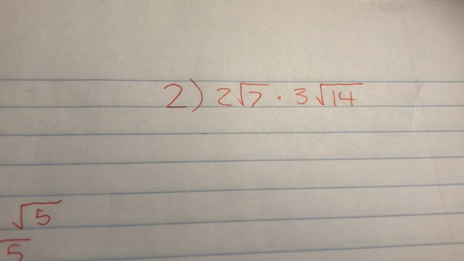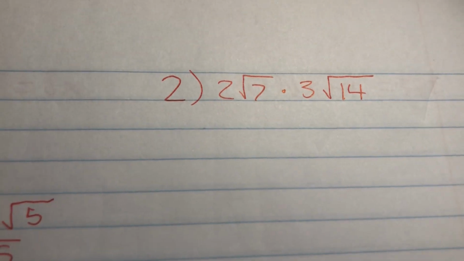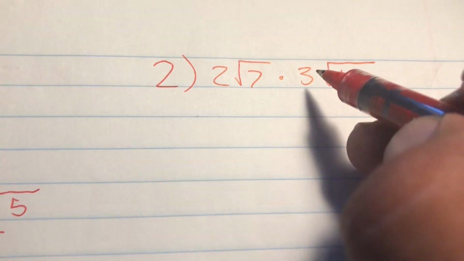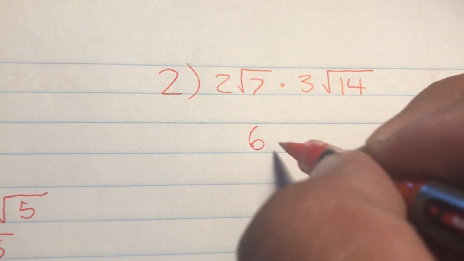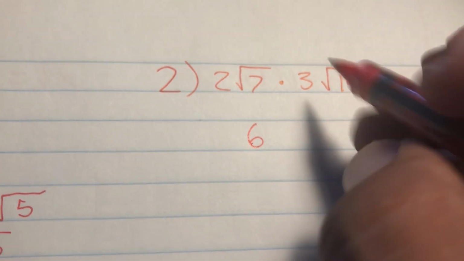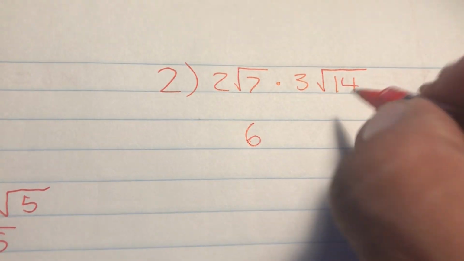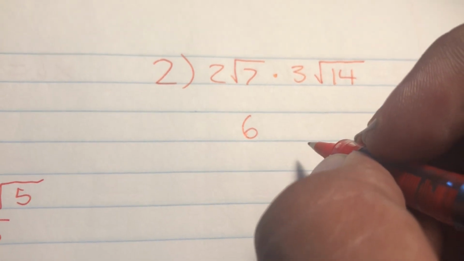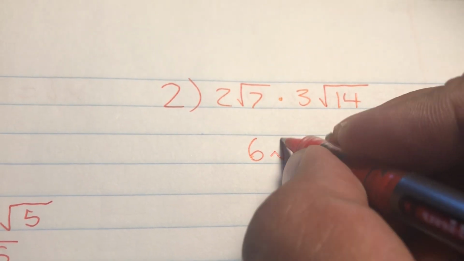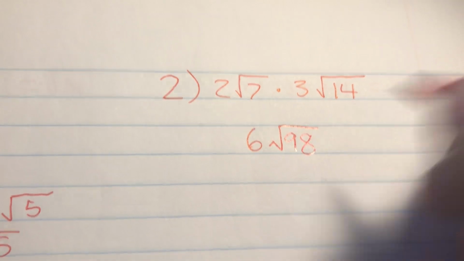All right? Now let's do this one. When you multiply these, you multiply the outside numbers, 2 times 3, that gives you 6, and then you multiply the ones inside the radicals. So 7 times 14, that's going to be 70, plus 4 times 4 is going to be 28, so 98. So square root of 98.